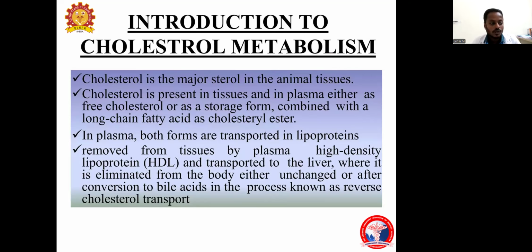This is the important introduction about cholesterol. Cholesterol is the major steroid in animal tissue. It is present in the tissues and the plasma. And the most important thing is that both forms are transported in lipoproteins and removed from the tissues by the plasma high density lipoprotein and transferred to the liver. They are eliminated from the body either unchanged or after conversion to bile acid, in the process known as reverse cholesterol transport.